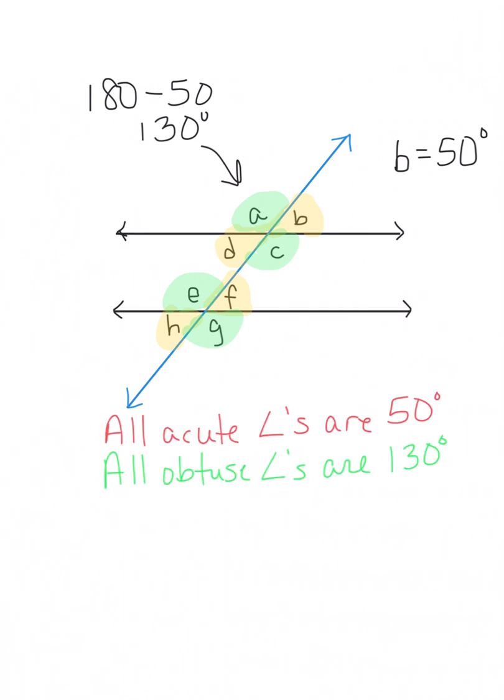So to review, all of the acute angles are 50 degrees, and all of the obtuse angles are 130 degrees. Your obtuse and your acute have to add up to 180. Now let's look at the next page.